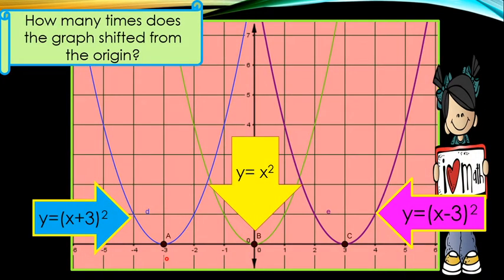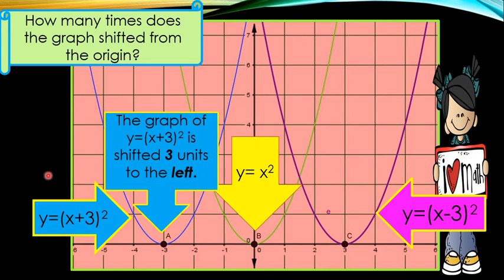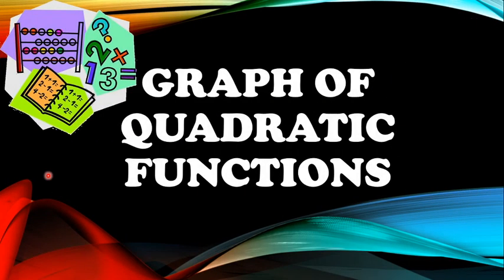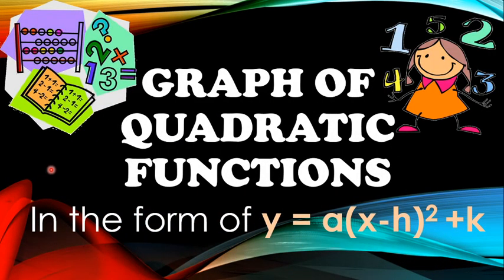Another, how many units does the graph shift from the origin, since this is in the form y = (x - h) squared? So it shifted 3 units to the left, and this one is 3 units to the right of the origin. Another, what if we have here a complete value for h and k?